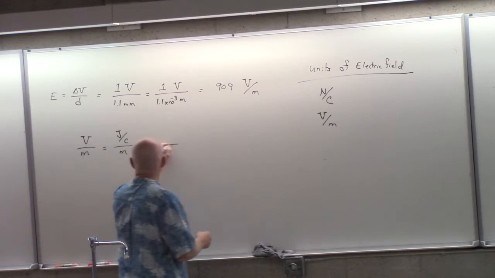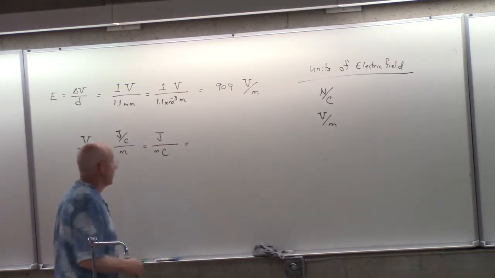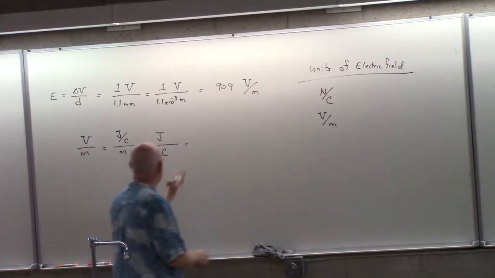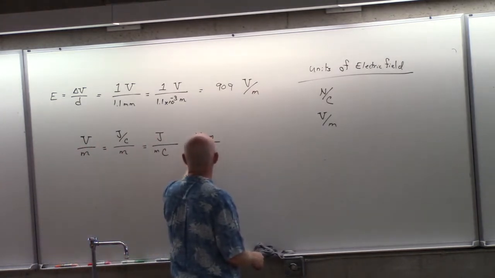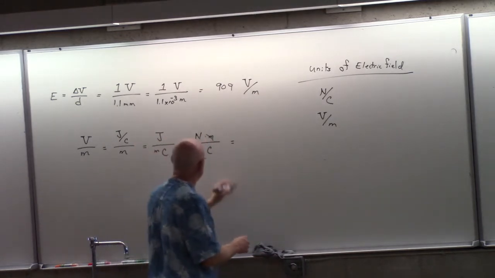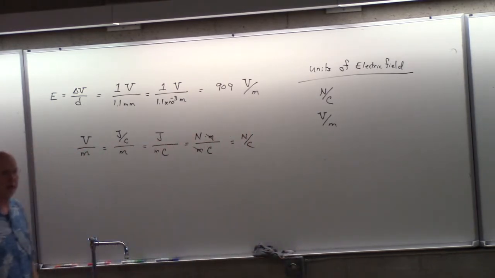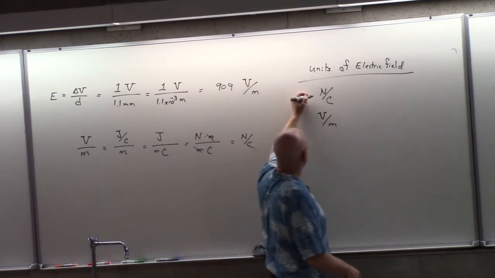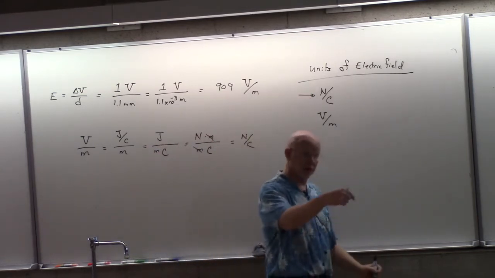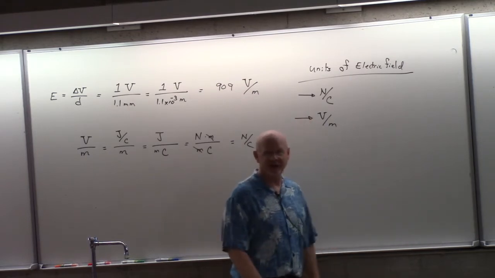Let me simplify that a little bit. Let me remind you that a joule is a newton times a meter. Let me then cancel a meter. And sure enough, a volt per meter is the same as a newton per coulomb. Yep, fair enough. And so we're going to be using newtons per coulomb probably when we're dealing with forces, and when we're dealing with energies, we will go volts per meter.